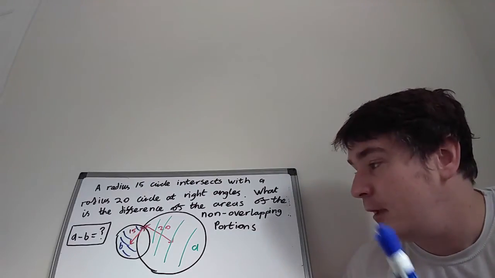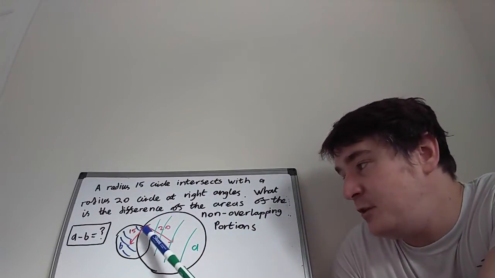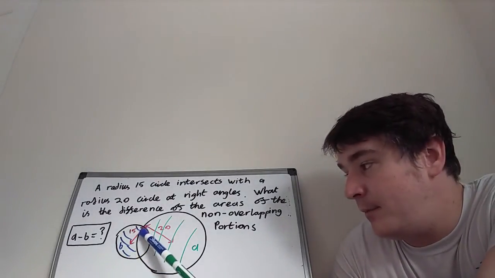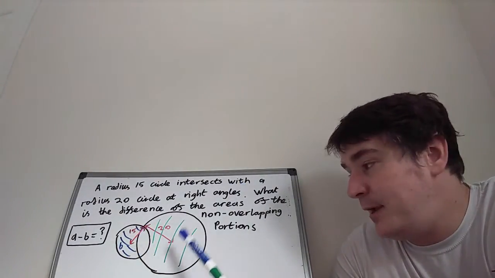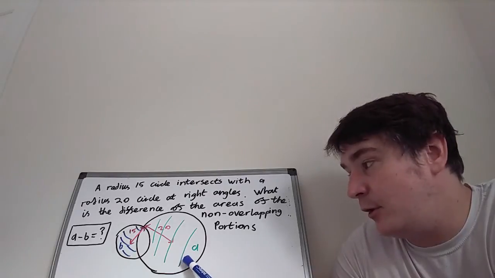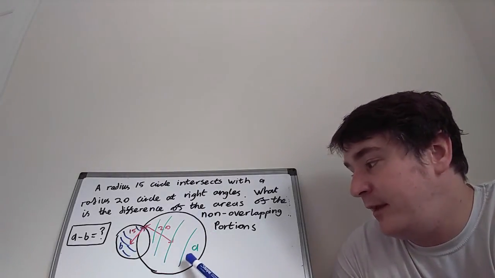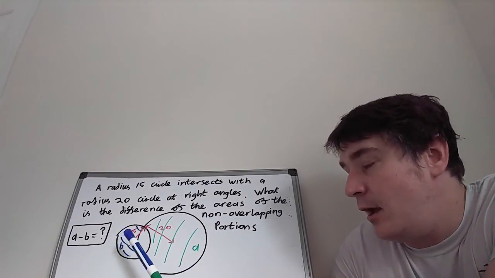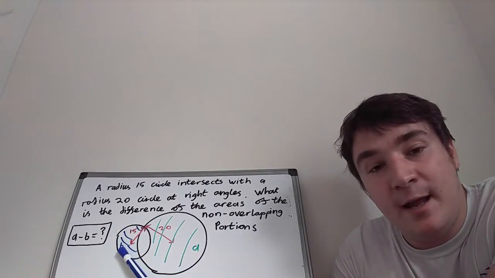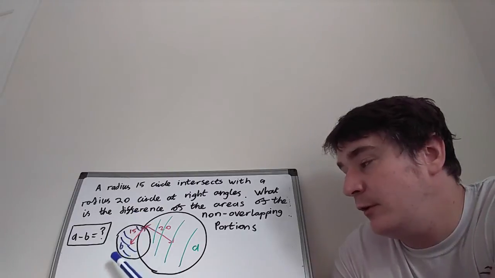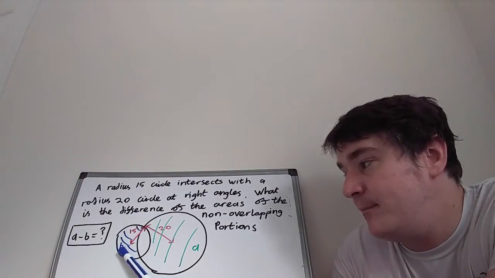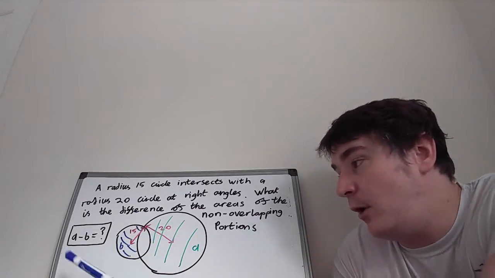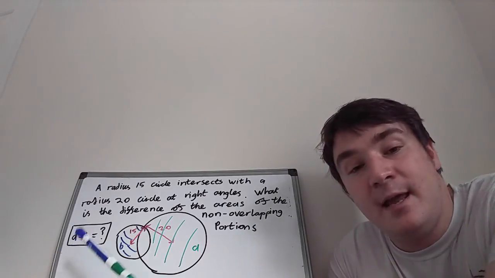So there's going to be, of course, a region where these two circles overlap, and then there's a non-overlapping green region here belonging to the big circle. Let's say that has area A, and then there's a non-overlapping blue region here belonging to the smaller circle. Let's say that has an area B. We want to determine what A minus B is.